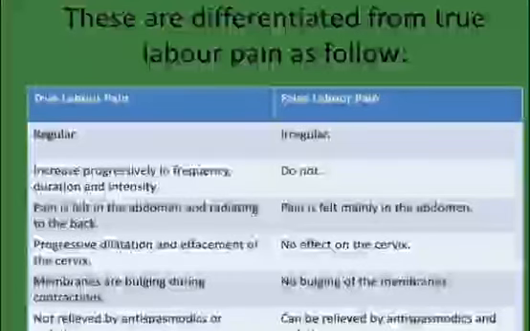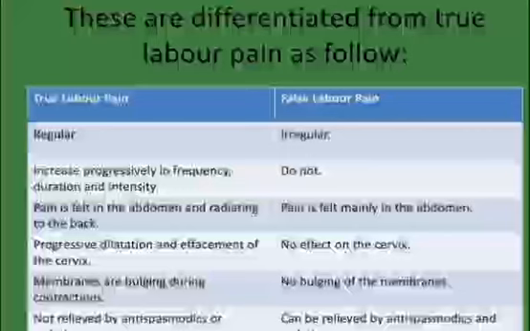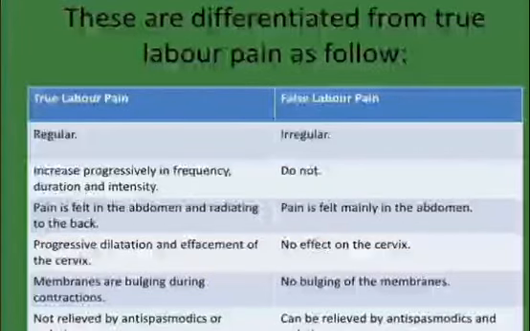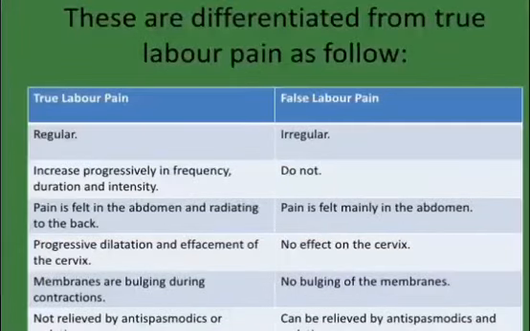Here we can follow the differentiation between true labor pain and false labor pain. True labor pain is regular. False labor pain is irregular. True labor pains increase progressively in frequency, duration, and intensity, while in false labor pain they do not. In true labor the pain is felt in the abdomen and radiating to the back. In false labor the pain is felt mainly in the abdomen. In true labor there is progressive dilation and effacement of the cervix. In false labor no effect will be felt in the cervix.